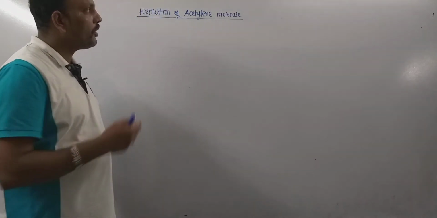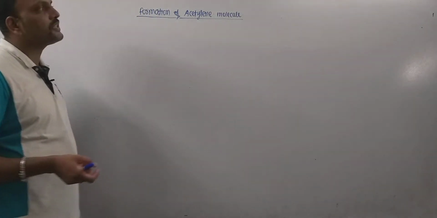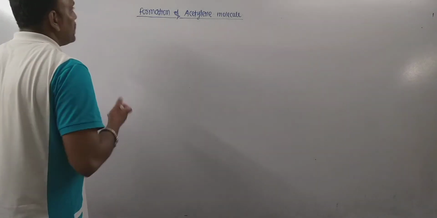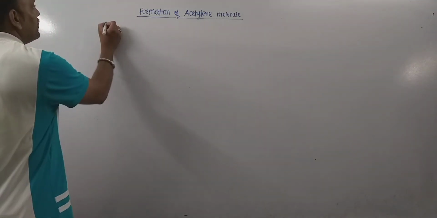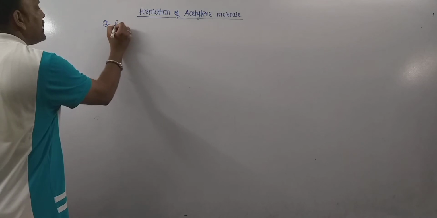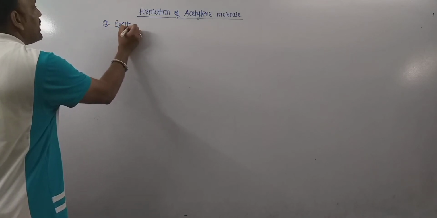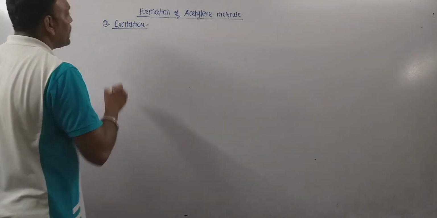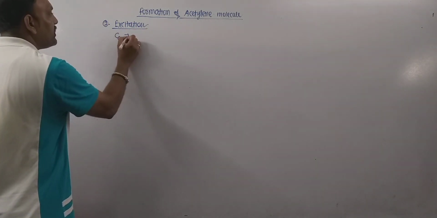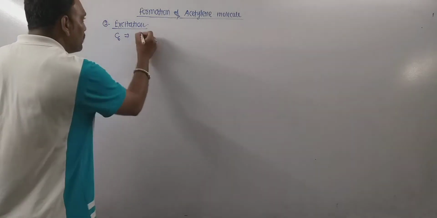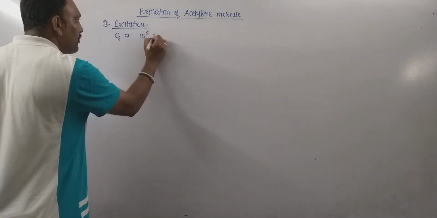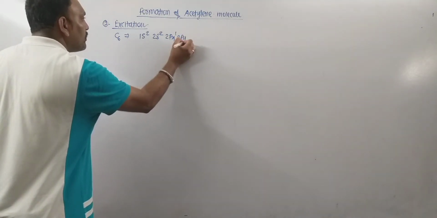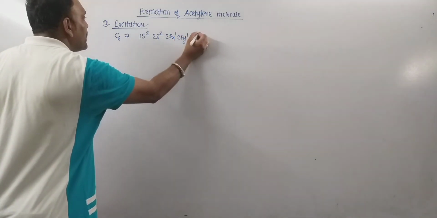So acetylene molecule formation is one of the finest examples of sp hybridization. So let's discuss the formation of acetylene. The very first step involved is the formation of the excited state, if possible. In the case of acetylene, the central atom is carbon, which has atomic number 6. Its electronic configuration is 1s2, 2s2, 2px1, 2py1 and 2pz0.